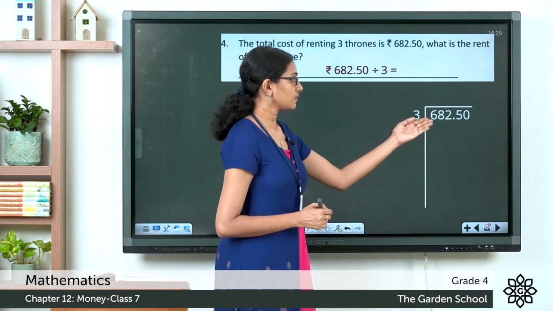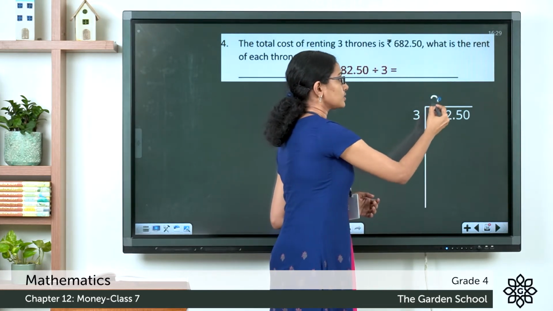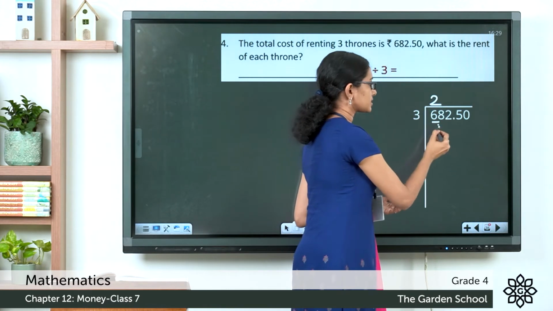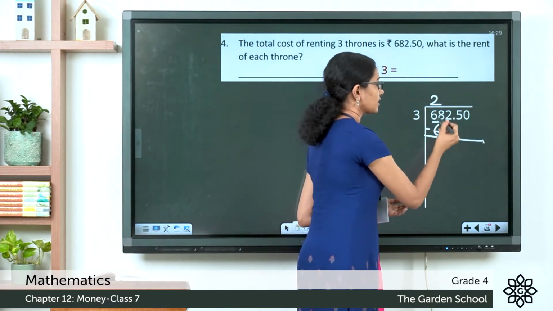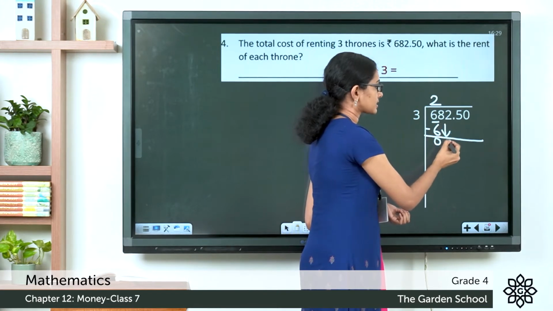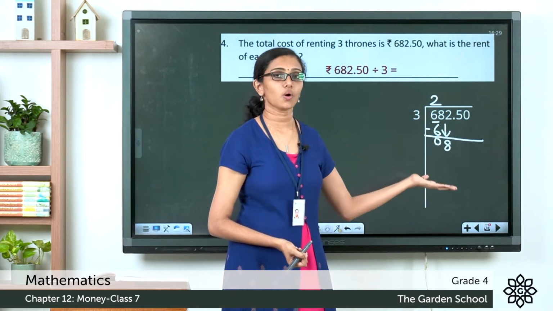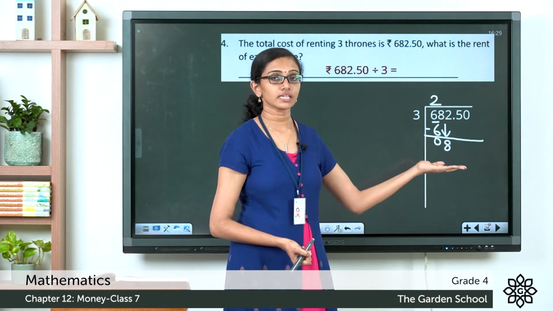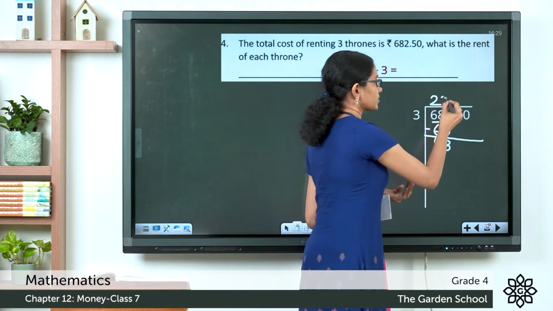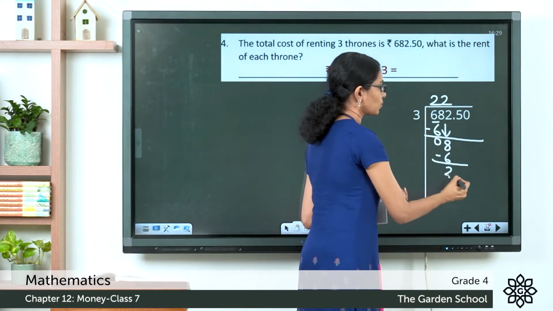So the first digit of the dividend, 6. 6 divided by 3 is equal to 2. Let's write in the quotient part. Now 2 3s are 6. Subtracting the numbers, we have 0 here. Now bringing down the next digit, we have 8 here. 8 divided by 3. How many 3's will go in 8? We know 3 2's are 6, but 3 3's are 9. So let's take 3 2's. So let's write 2 here. 2 3's are 6. Subtracting the numbers, we have 2 here.